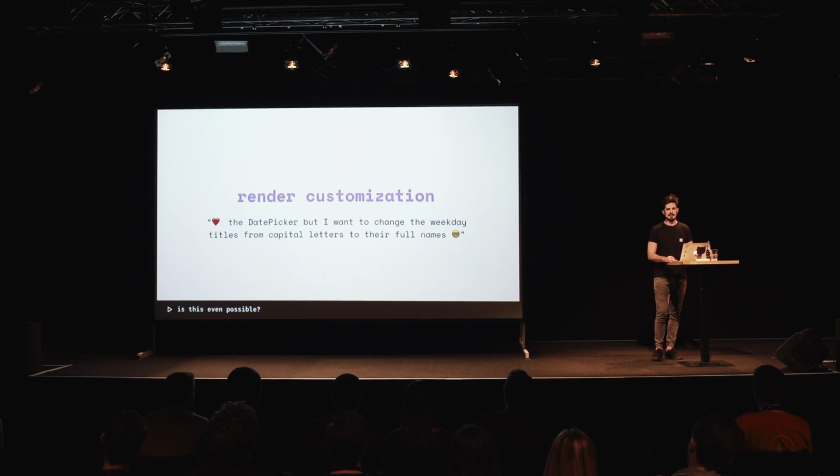And there is a third layer that nobody speaks about, ever, because it's not that common, but it's a possible scenario. Like, I like the date picker, but I want to change the weekday titles. So instead of using capital letters, I want to use the full name of each weekday, right? And that's rendering customization. That's not related to style. That's something that you want to change in how the component is rendering. And usually you don't have an API to do that, except now that render props are so popular. But still, this is something different.